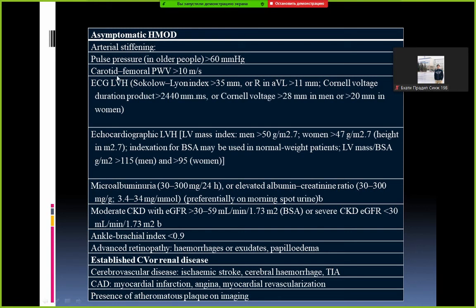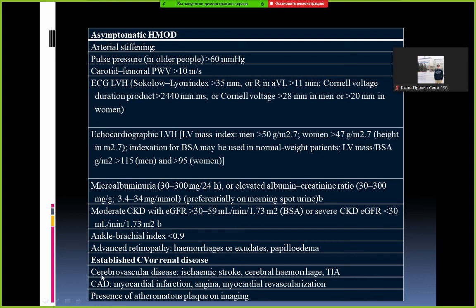Left ventricle hypertrophy detected by ECG or by echocardiography, presence of microalbuminuria or elevated albumin-creatinine ratio, moderate chronic kidney disease, ankle brachial index less than 0.9, advanced retinopathy, and the last group of renovascular risk is established cardiovascular renal disease, or it is also called associated conditions.